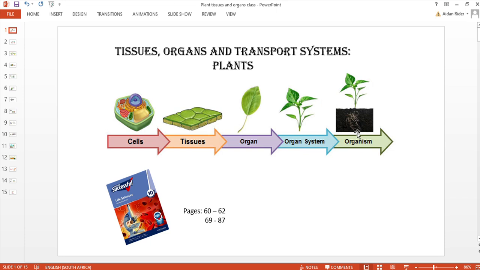Okay, so if you guys want to follow through in your books as well, I will be going through pages 60 to 62 and then 69 to 87. These have to do with plants, okay, in your books.